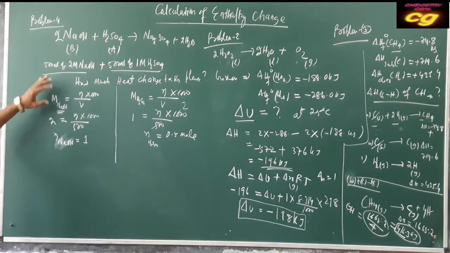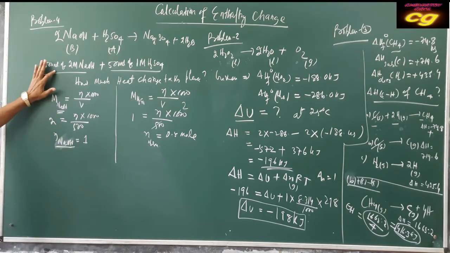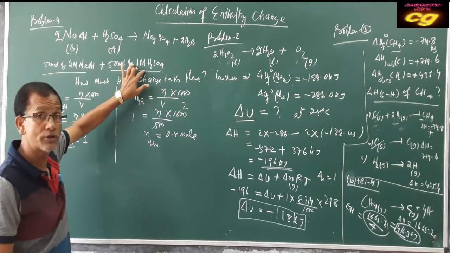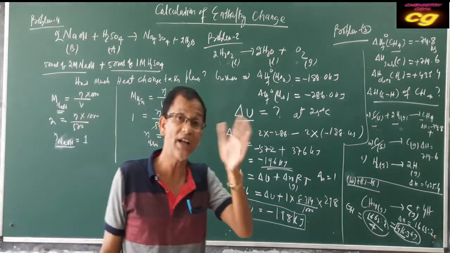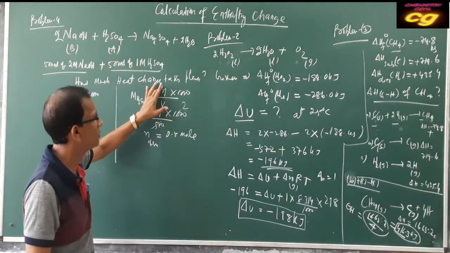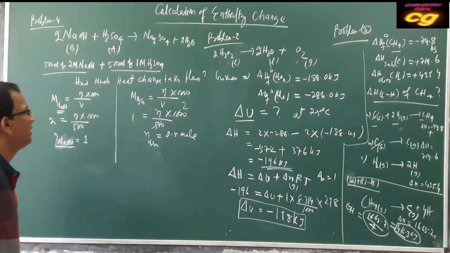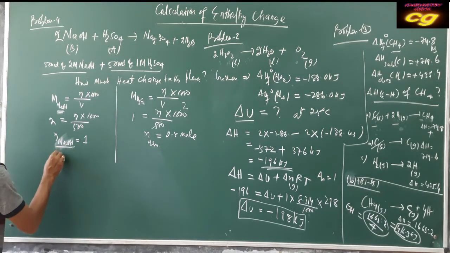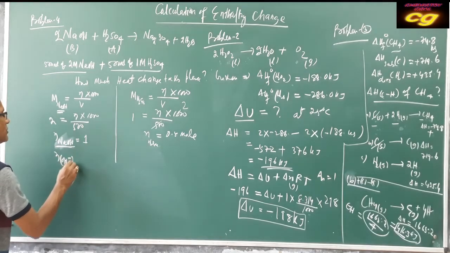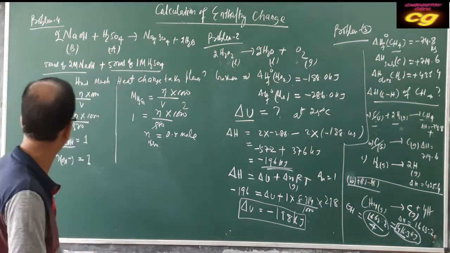Just you see, now you calculate the number of moles of NaOH present in the solution. Here, the number of moles of sulfuric acid present in the solution using that molarity formula. Molarity is equal to number of moles in volume of solution 1000. This formula will be used here. Then if the number of moles of NaOH is 1, then the number of moles of OH minus is how much? It will be 1, because 1 NaOH produces 1 mole OH minus.